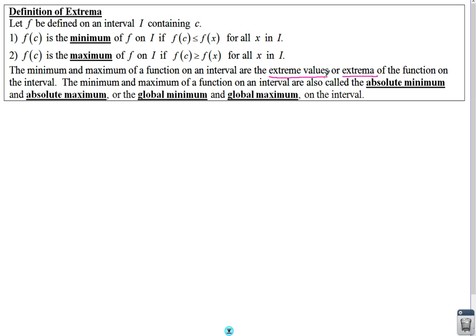So the minimum and maximum of a function on an interval are the extreme values or extrema of the function on the interval. The minimum and maximum of a function on an interval are also called the absolute minimum and absolute maximum, or global min and global max on the interval. Most of the time, I would say that we stick with absolute min and max, but you will hear people say from time to time global min and max, because over the entire function, they want to know what is the global maximum or global minimum. Just another synonym for you guys.